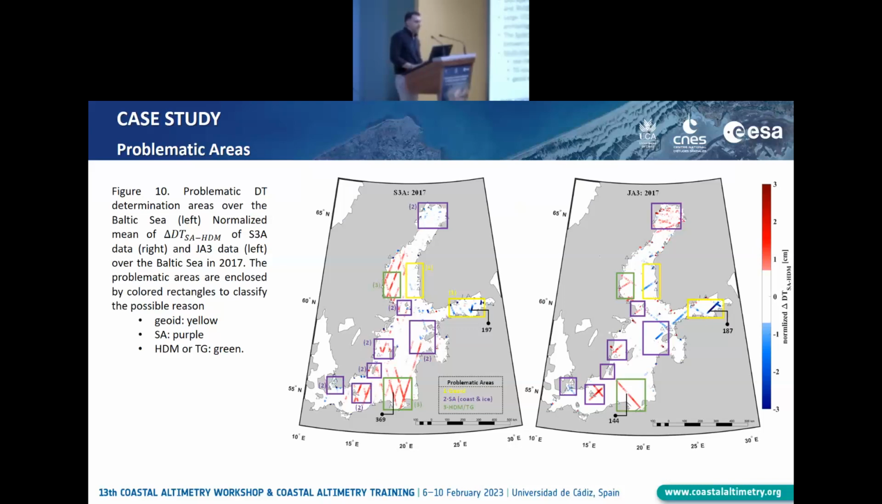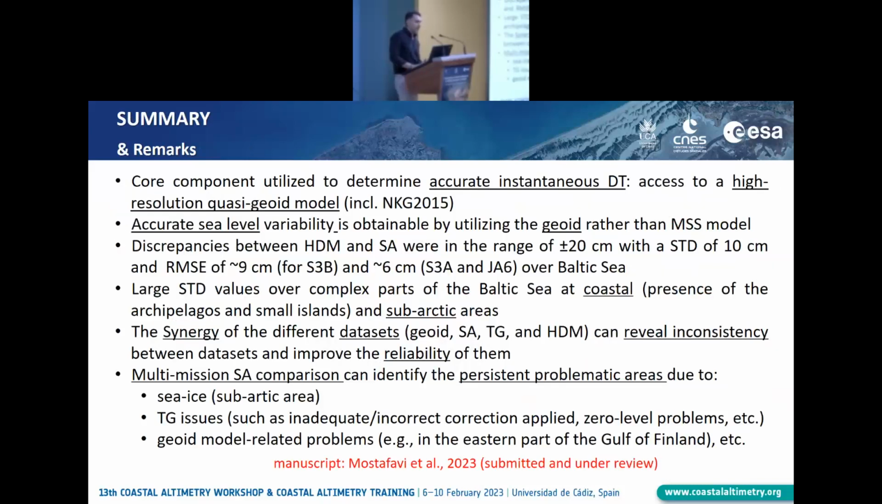those areas. And as a summary, I want to mention that the core component of this study was utilizing the high-resolution geoid model to retrieve the accurate instantaneous dynamic topography, which is obtainable using the geoid, and it's more preferable than the sea level anomaly, which is referred to the mean sea surface. And large standard deviation values can be seen over complex parts of the Baltic Sea, especially at the coast and subarctic area.